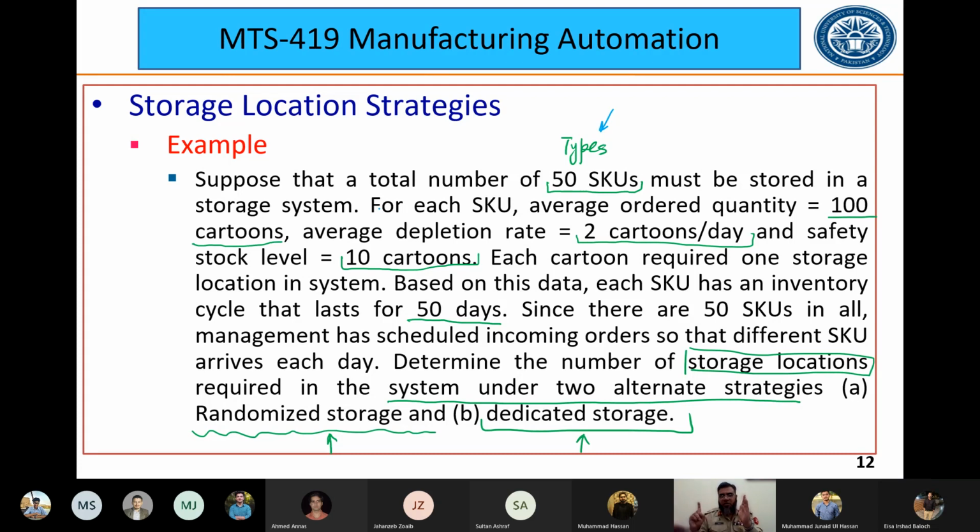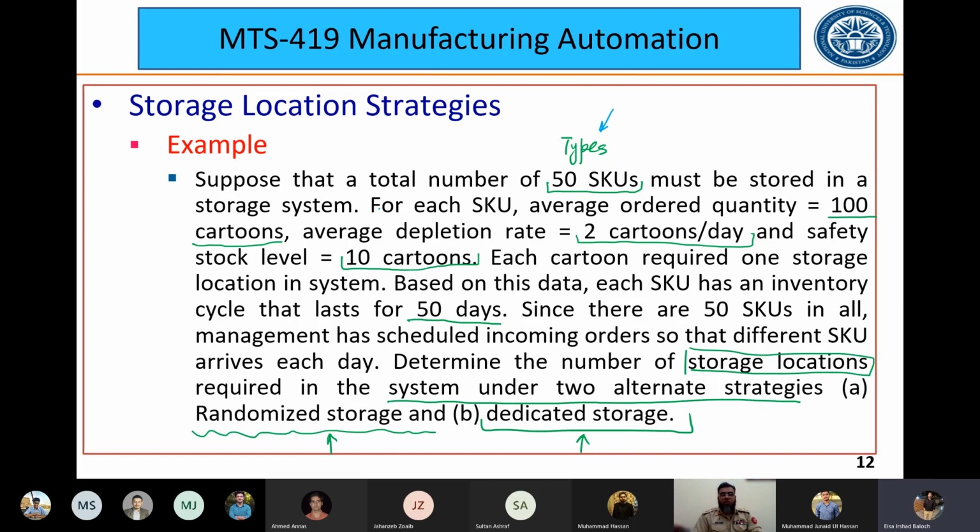सो 50th डे पे क्या होगा, जो SKU 1 है जो आपने 100 डिमांड किया था, वो 2 कार्टन्स पर डे के हिसाब से डिप्लीट होता होता अपने मिनिमम स्टॉक लेवल पे आ गया. तो आप 51st डे पे फिर डिमांड कर देंगे SKU 1. सो ये हर साइकिल, हर SKU का एक 50 डे का साइकिल जो है वो आएगा. ठीक है, ये बात अंडरस्टूड हो गई?